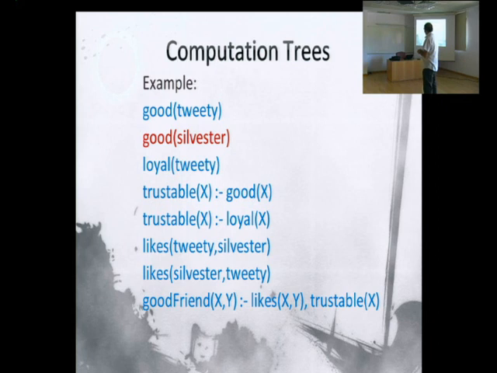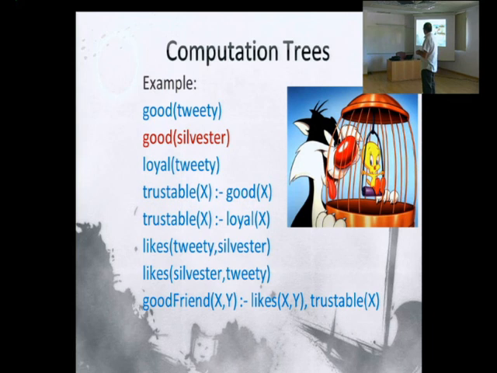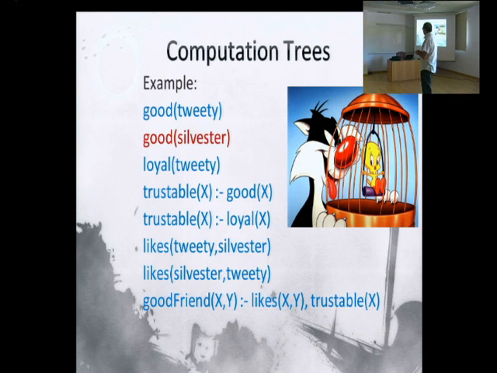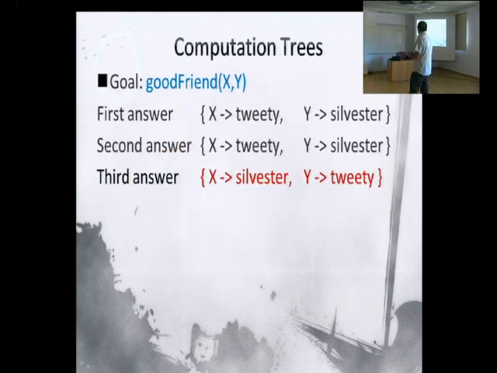We also say that Tweety is loyal and that someone is trustable if he or she is good or loyal. We also say that Tweety likes Sylvester, which is true. And we also say that Sylvester likes Tweety, which is true, but in a different sense. And finally, we say that X is a good friend for Y if X likes Y and X is trustable. Okay? With this program, a component can be a predicate or a clause, depending on the level we work.